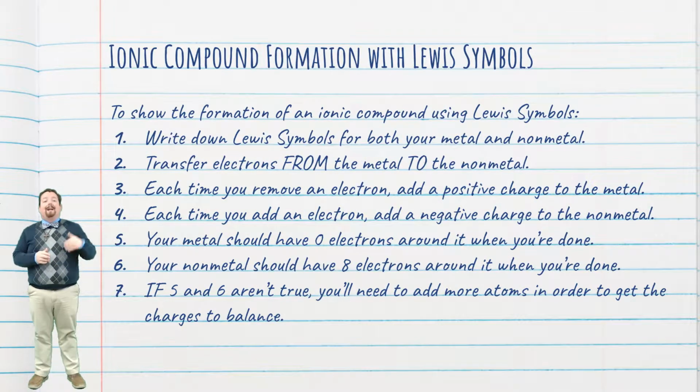To show how ionic bonds form using Lewis symbols, you write down the Lewis symbol for both your metal and your nonmetal. You'll then transfer electrons from your metal to your nonmetal, creating a cation and an anion. Each time you remove an electron from the metal, you add a positive charge, and each time you add an electron to the nonmetal, you add a negative charge. By the time you're done, your metal should have 0 electrons around it, and your nonmetal should have 8 electrons around it. If that's not the case, you need to add more atoms in order to balance out your electrons. So let's do a couple examples of this.